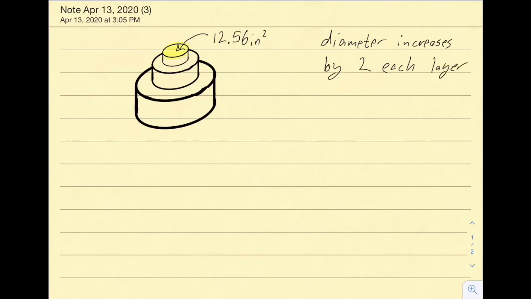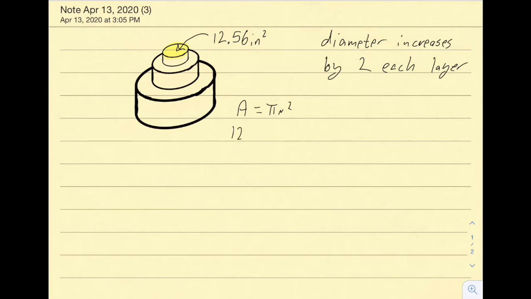So what we're going to do is work through this by finding, using our area formula, the area is equal to pi r squared. If we can find the radius of this top cake, we can find each layer after that as well. So that's going to be our goal.